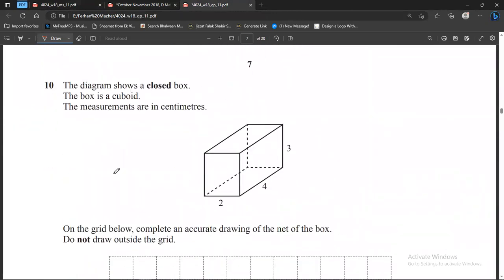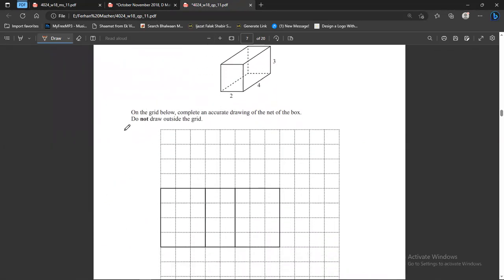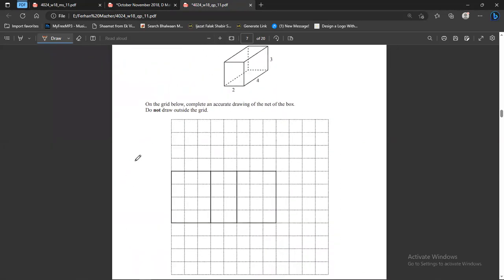Okay, then we have question number 10. The diagram shows a closed box. The box is a cuboid. The measurements are in centimeters. The length is 4, the width is 2, and the height is 3. Their question is that on the grid below, complete an accurate drawing of the net of the box. Do not draw outside the grid.